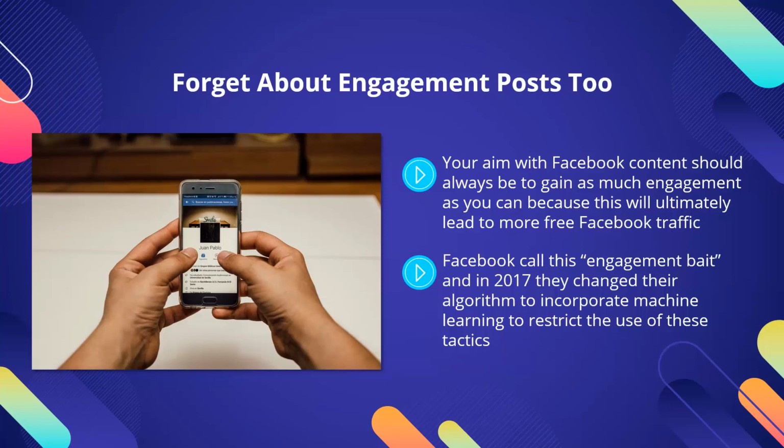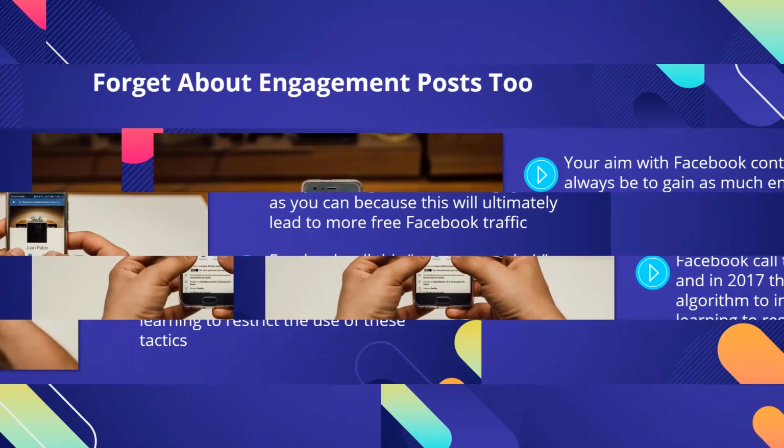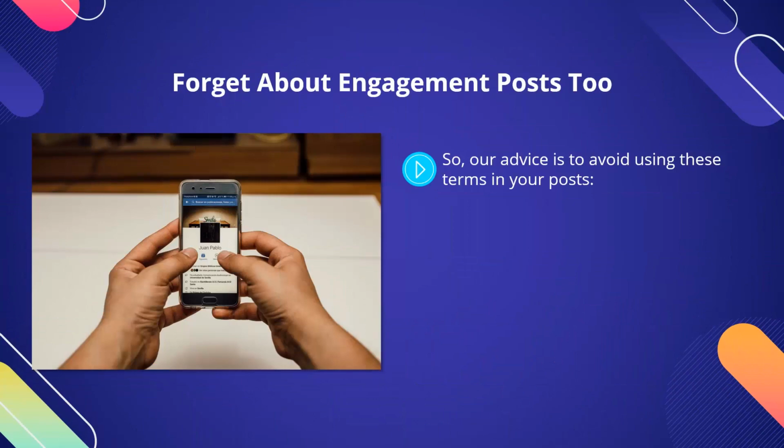Facebook calls this engagement bait, and in 2017 they changed their algorithm to incorporate machine learning to restrict the use of these tactics. The algorithm change looked for posts that tried to persuade others to engage, such as asking them to comment, share, like, or tag, for example. The algorithm will restrict the reach of Facebook pages that continually use these tactics. So our advice is to avoid using these terms in your posts: comment, tag, vote, and like. It just makes a lot of sense to avoid doing things Facebook doesn't like in an attempt to get more clicks.